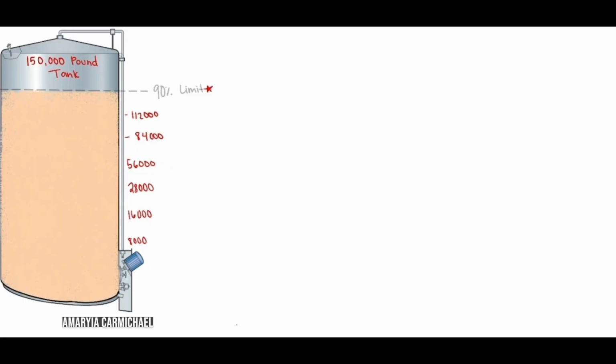Hi, my name is Amaria. This is a diagram of my math problem. This is just a tank and it's 150,000 pounds. There's a 90% cutoff limit. You stop at 90% before it can overflow. To find the 90% limit, I will do 100% minus 90%, which equals 10%.